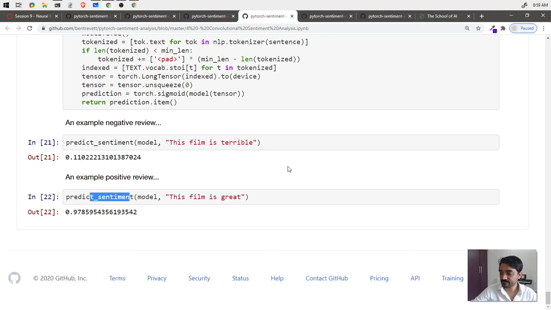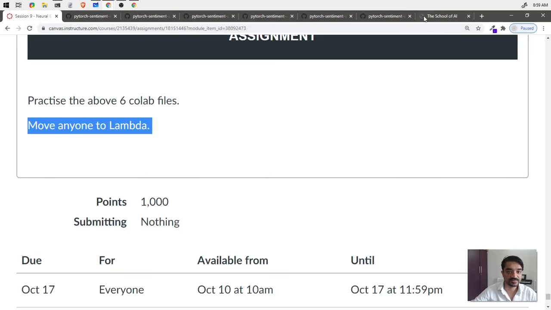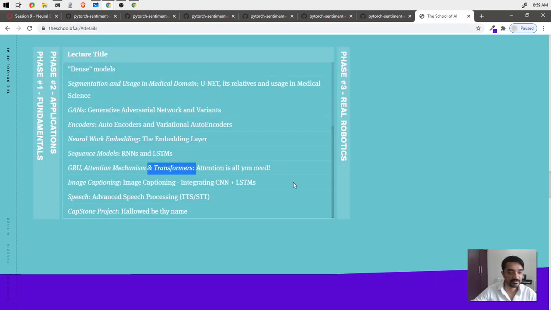It's sentiment. Do we have a session on transformers? No, you do not have a session on transformers. As you can see here, we have GRU, attention mechanism, and attention is all you need.